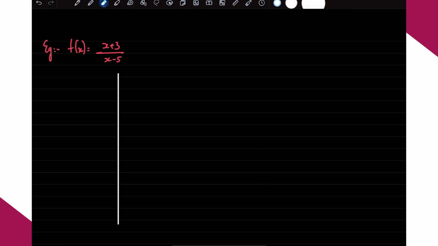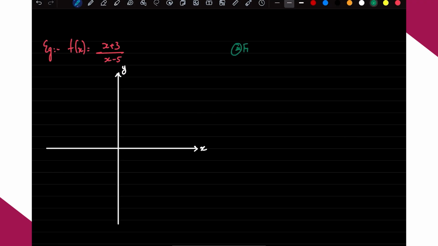I'm just going to erase these. So right here and right here. So y, and then you've got x, right? So we've got these. So first trick is we find vertical asymptotes.